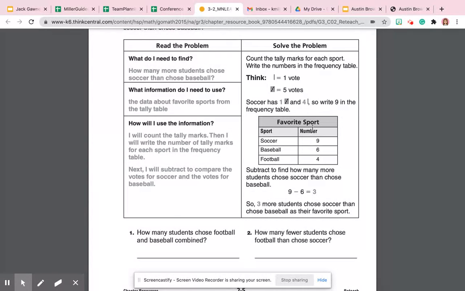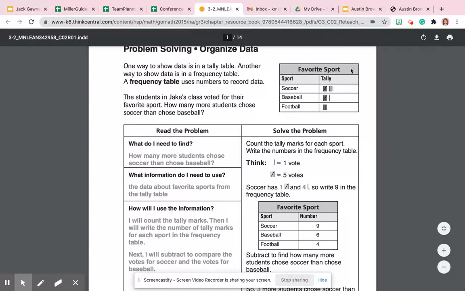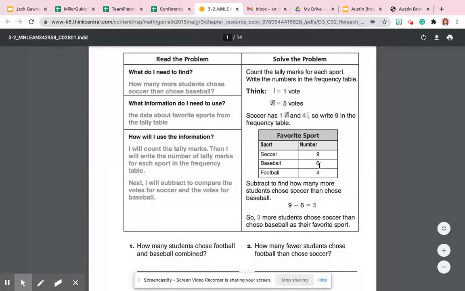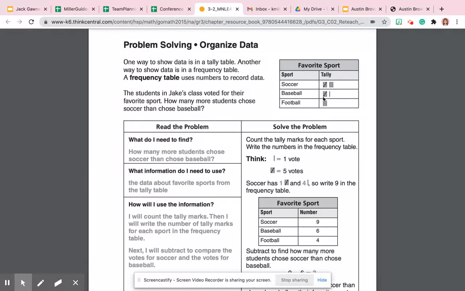So remember, a frequency table is different from a tally table because in a frequency table, we write the numbers, whereas in a tally table, we only use tally marks. So the next step is to subtract to find how many more students chose soccer than baseball. They got 6 here in the frequency table because they counted a group of 5 plus 1, which equals 6. And then for baseball, they got 4 because they had 4 sticks, which means each one represents 1. So we can count 1, 2, 3, 4.